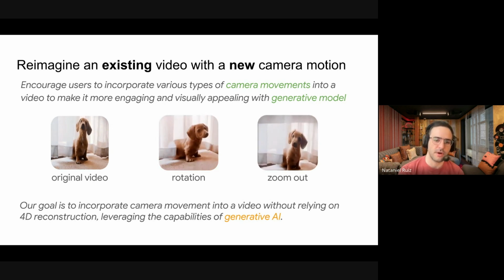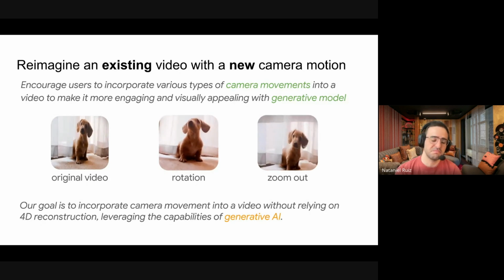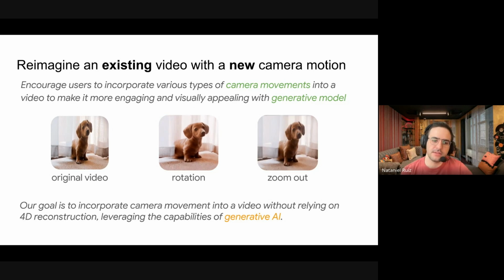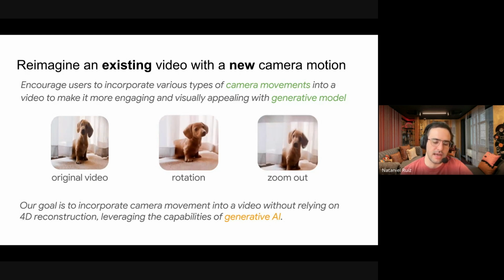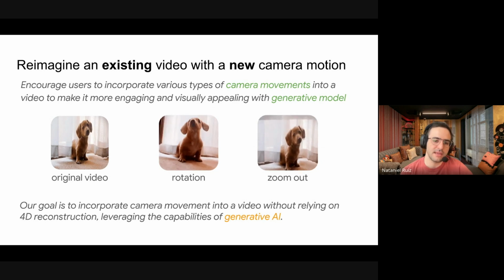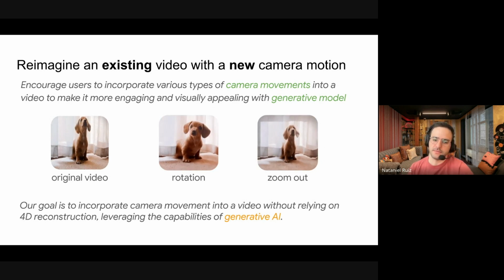So this is what we wanted, and sometimes users can just take a video with their phone, and it's not like they're thinking about cool cinematic camera motions. And that's one thing that we wanted to achieve. What happens if someone just has a random video? Could you make it better with new generative camera motions on top of that video?